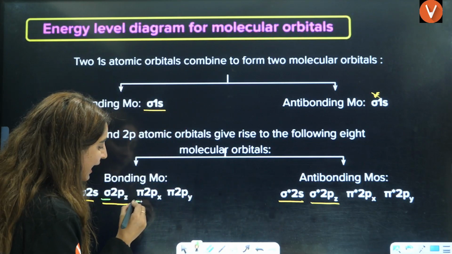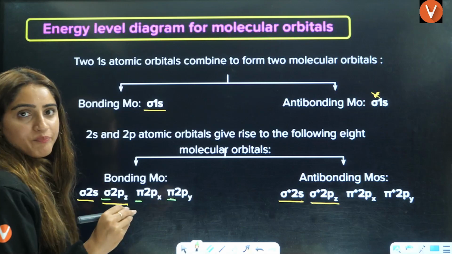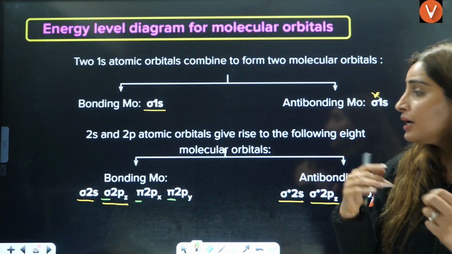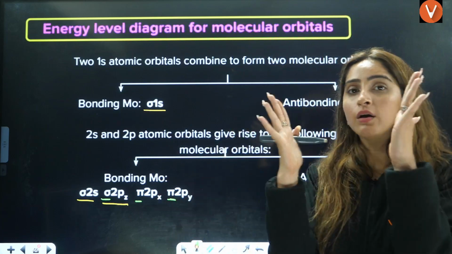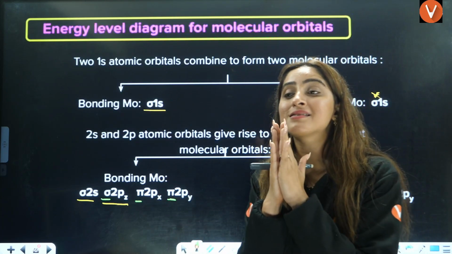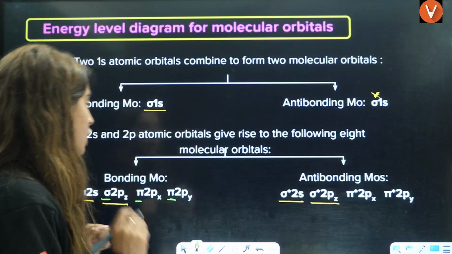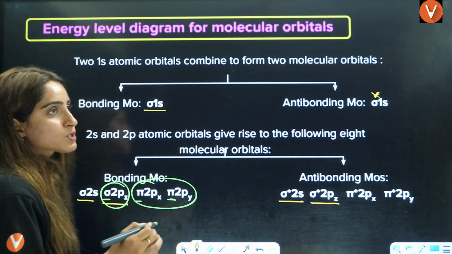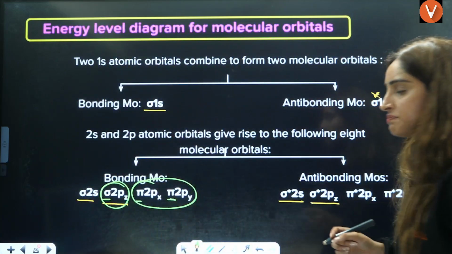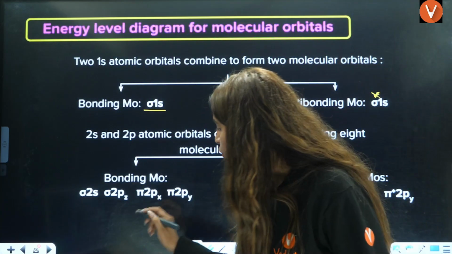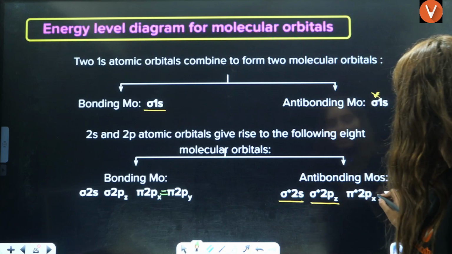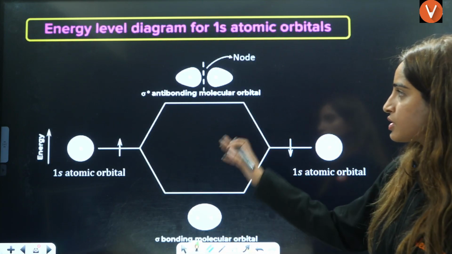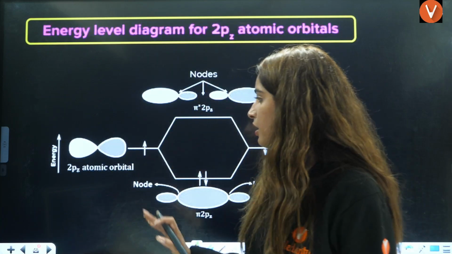This is pi 2px, pi 2py. So, pz forms sigma bonding, axial overlapping, but px and py will have pi overlapping, that means sideways overlapping. So this thing you need to remember: sigma 2pz, pi 2px, pi 2py. Always remember 2px and 2py are going to have equal energy, they are degenerate orbitals.